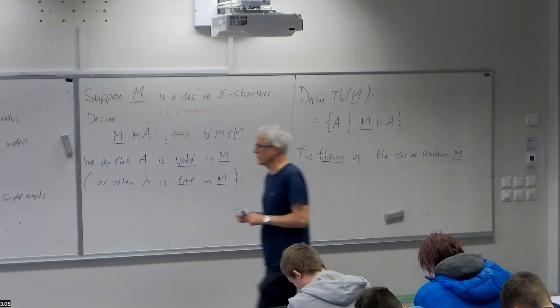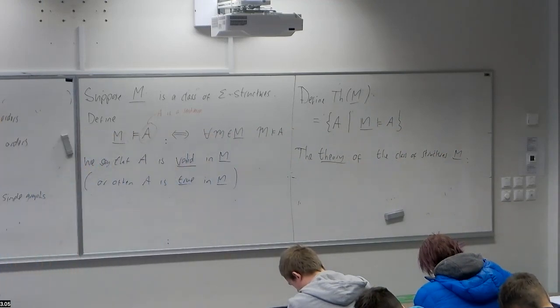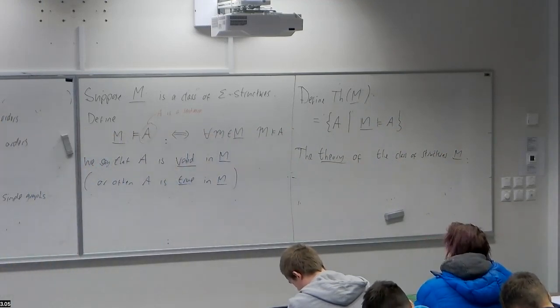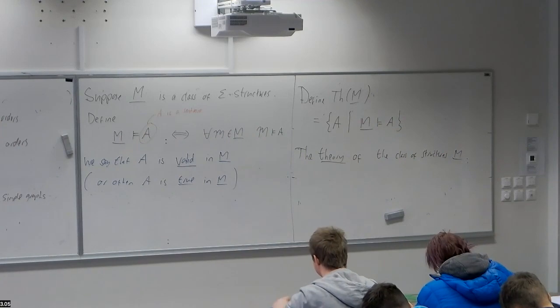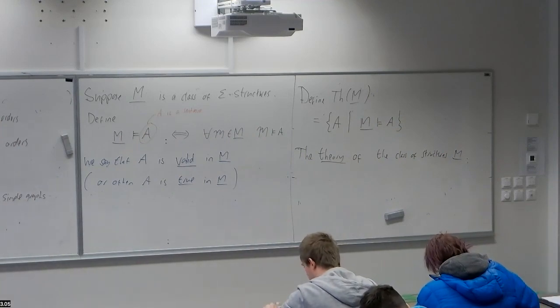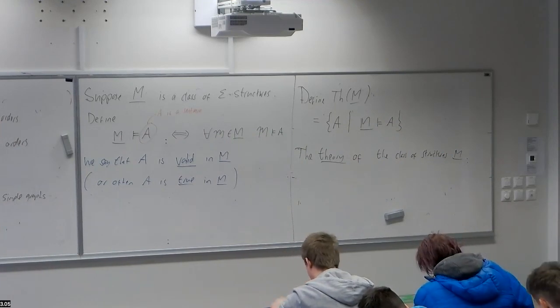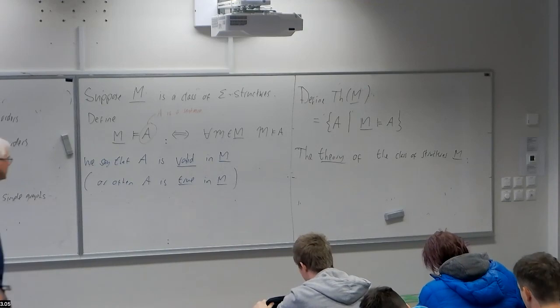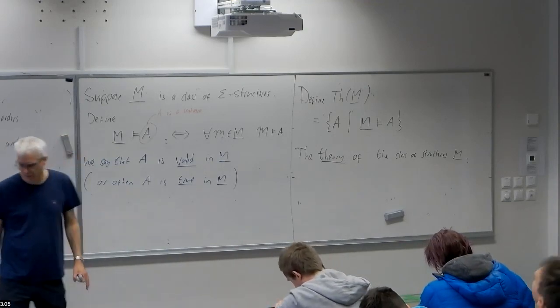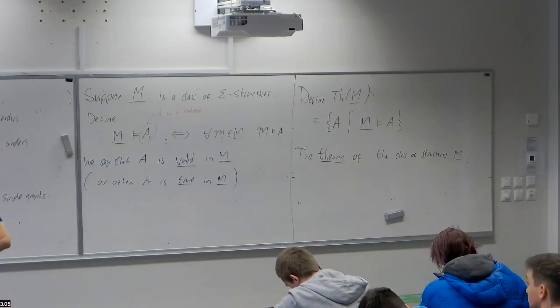So we could talk about the theory of partial orders, the theory of graphs, the theory of groups, the theory of abelian groups, and so on, meaning the sentences in that signature that are valid for all elements for all structures in the class.